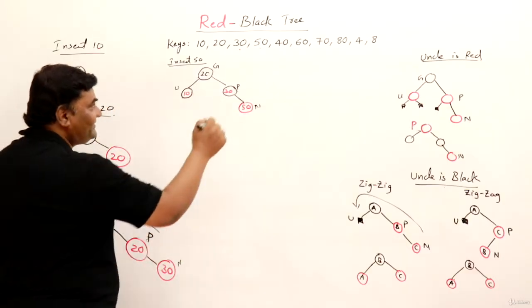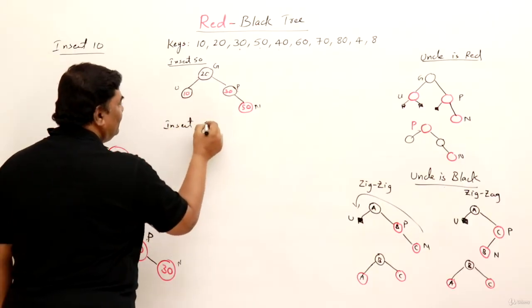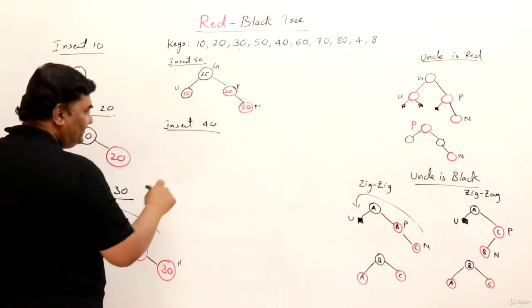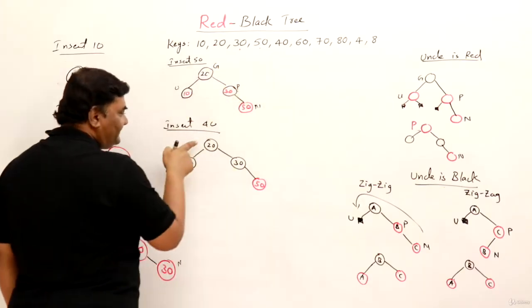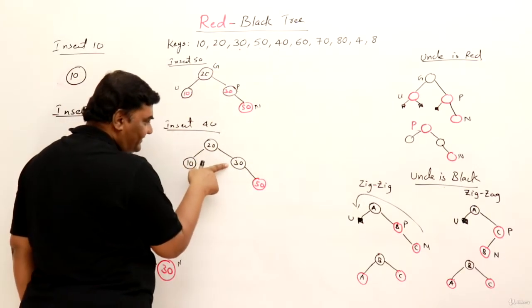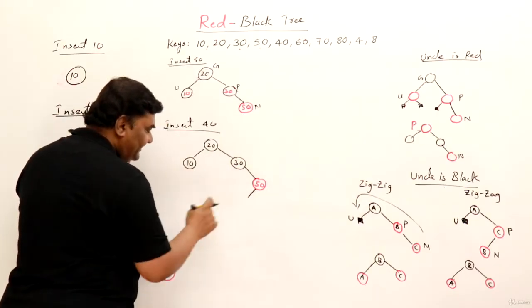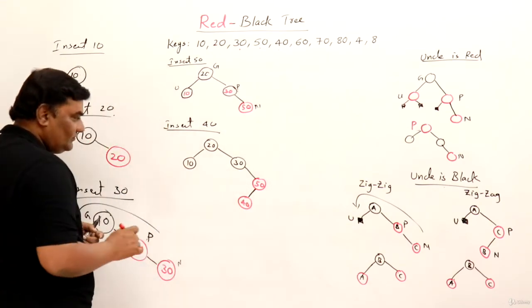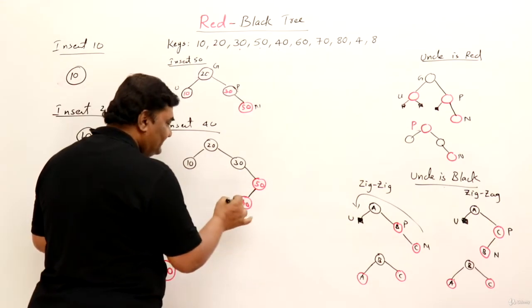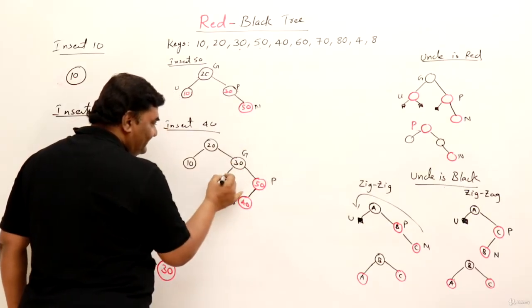Let us insert the next key, that is 40. Insert 40. I'll draw this one. Here I have taken the same tree. Now insert 40. 40 is greater than 20. 40 is greater than 30. 40 is less than 50. So it should come on this side. So here I should insert 40. This is a red node. Every new node is a red node. This is the new node and this is parent and this is grandparent and this is uncle.